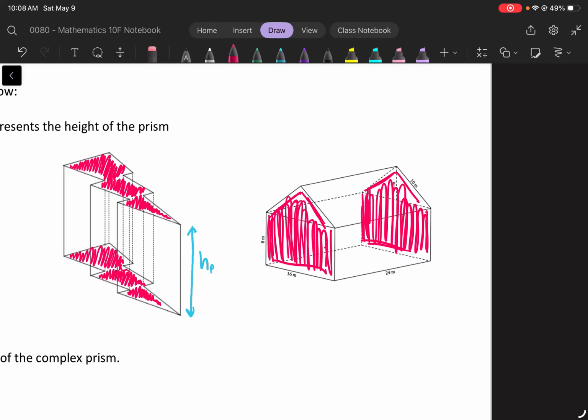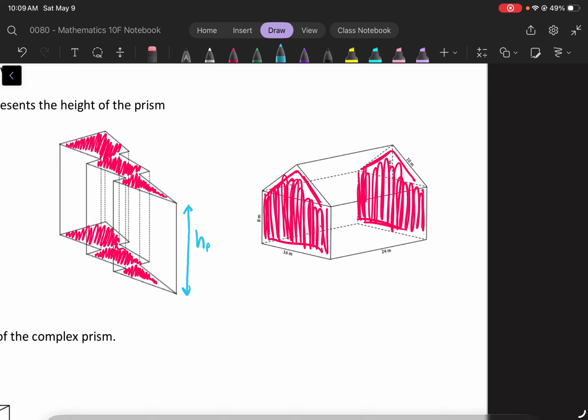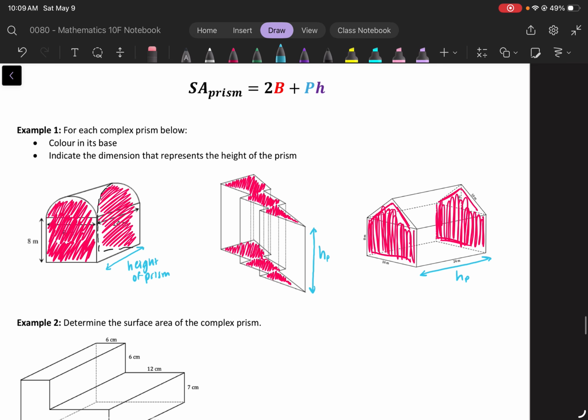Just as a reminder, when we take a look at our prisms, all the lateral faces, the lateral area, makes one big rectangle. So if I have a side that is definitely not rectangular, whether it's a flat rectangle or a curved rectangle, that's my big indicator that it is likely the base. And then again, the height of my prism is defined as the distance between the two bases, not always up and down.